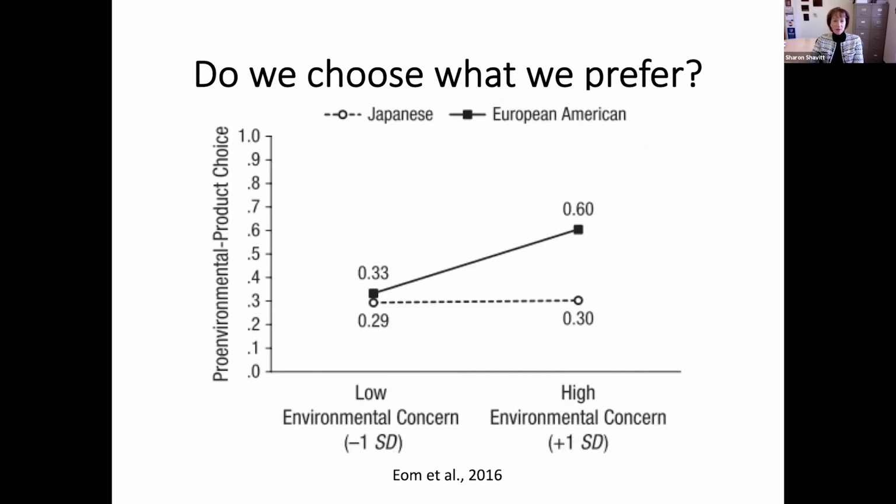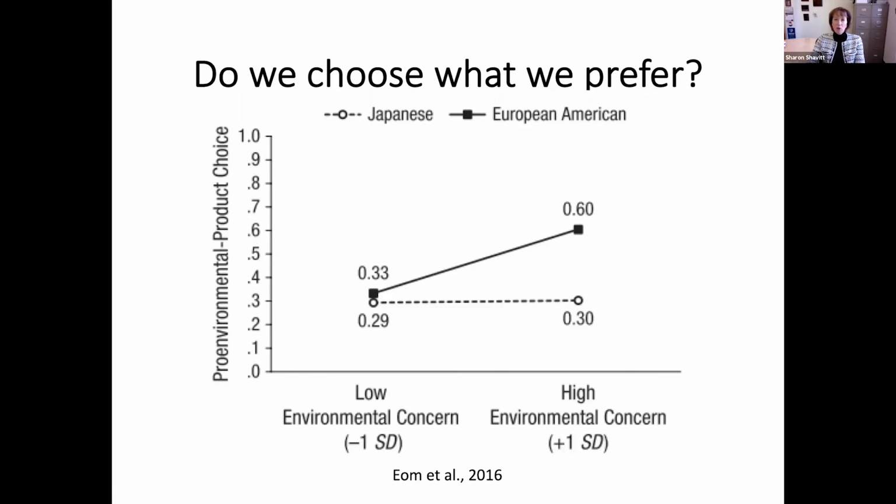And here's what they found collapsed across the product categories, namely that environmental concern predicted environmentally friendly consumer choice only for European Americans, not for Japanese. Okay. So again, this suggests that knowing what people say is their preference is less valuable in terms of predictive analytics when you're talking about consumers from collectivistic cultures than consumers from individualistic cultures.